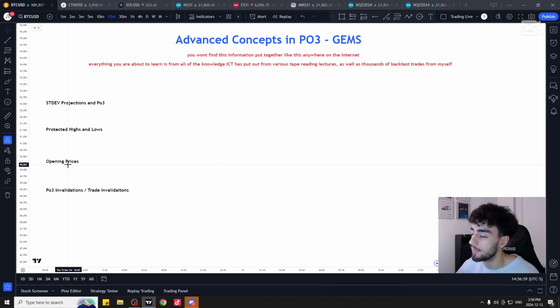Opening prices, very, very, very important. Every single Power 3 I look for is an opening price. I'm going to teach you guys how I use that and when I use each specific opening price. And then, as well as some invalidations for the Po3 when you can realize you're maybe wrong or right. All right, let's get to it.